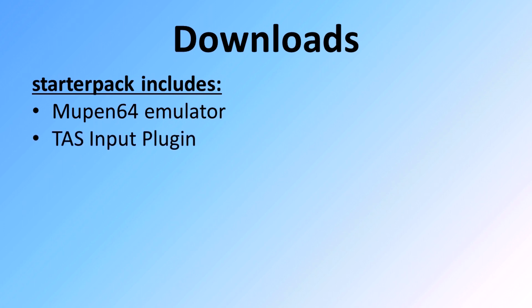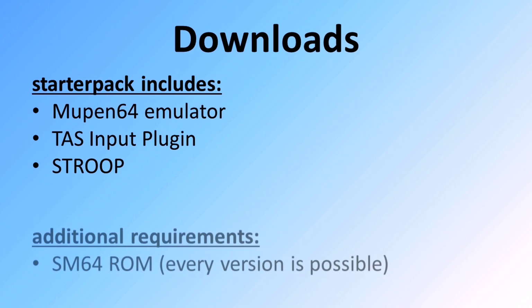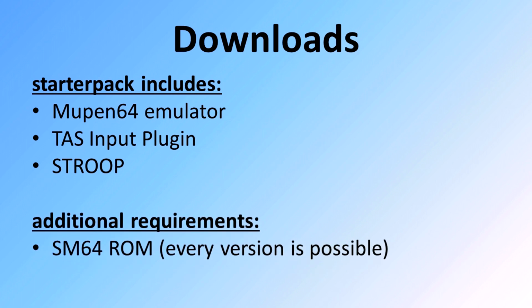Okay, let's have a look at what you get from the download. You will get the emulator, a controller plugin for TAS inputs, and the STROOP software which lets you see memory values during your emulation. The only thing that you will need besides the starter pack is the actual ROM that you're going to TAS. So before you follow my steps, make sure you already have a file of your preferred ROM version on your PC.